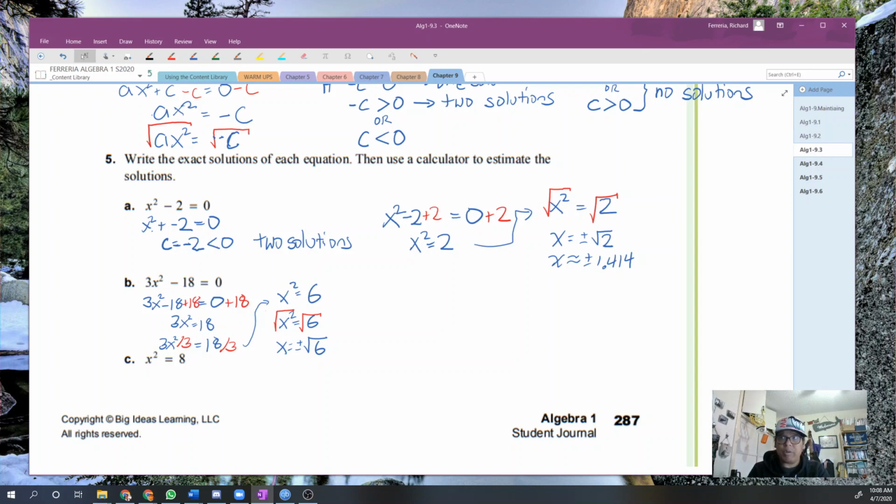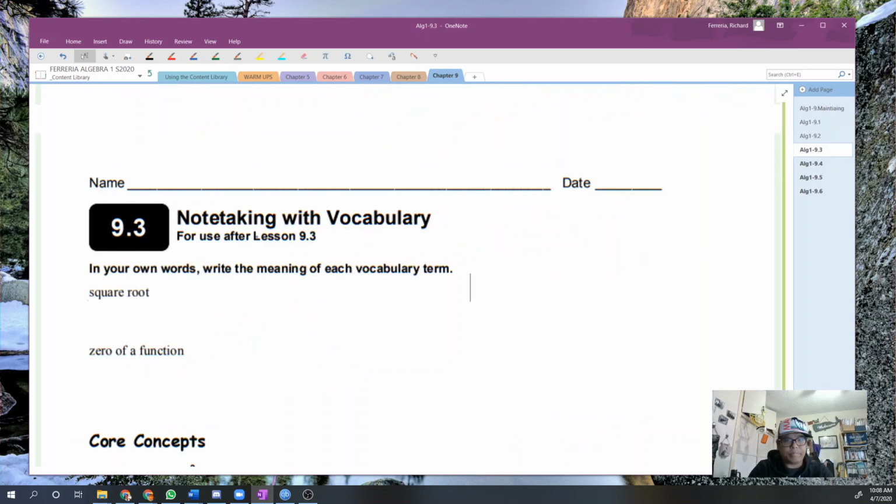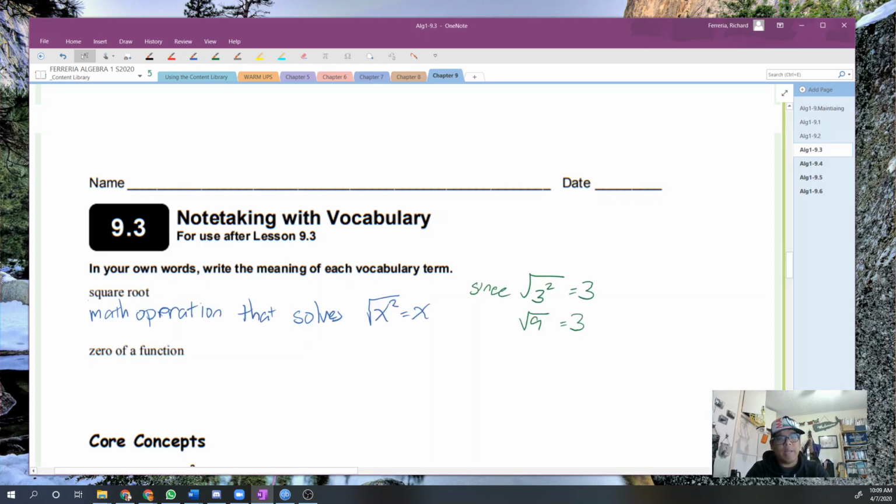And if you ask your computer, what is the square root of 6? It'll say 2.449. So there we go. We've solved that equation. Vocabulary, square root. You guys have already met the square root before. The square root is a math operation that's going to solve the square root of a perfect square equals x. Actually, it doesn't even have to be a perfect square. So since the square root of 3 squared equals 3, then the square root of 9 is equal to 3. That's how we do a square root.